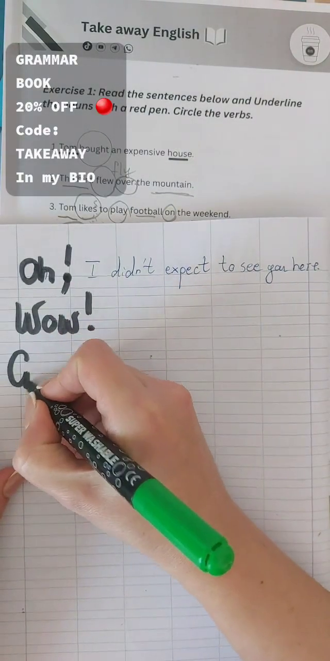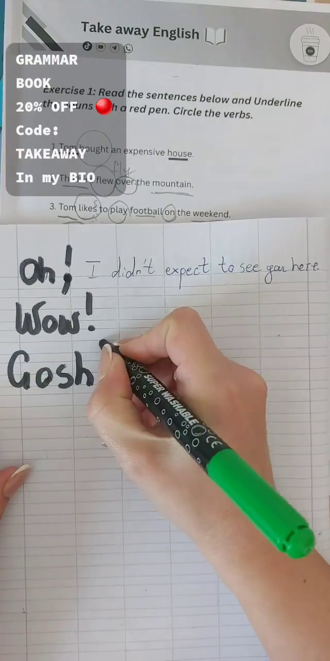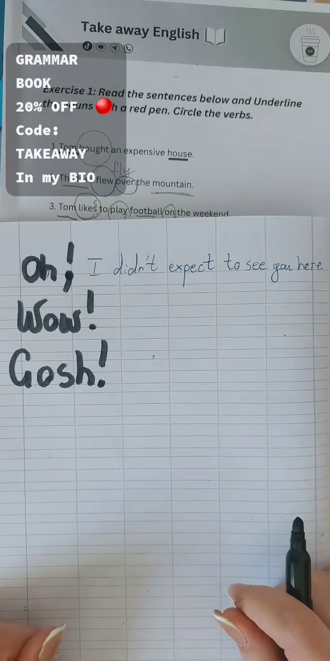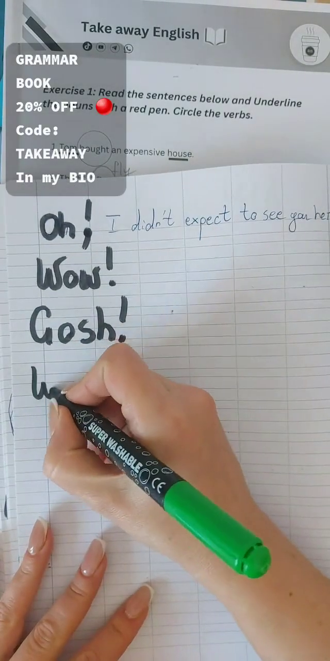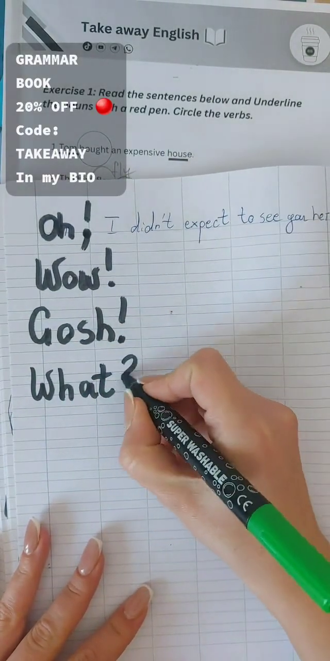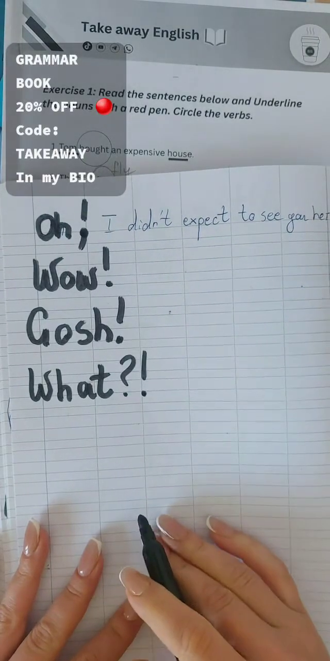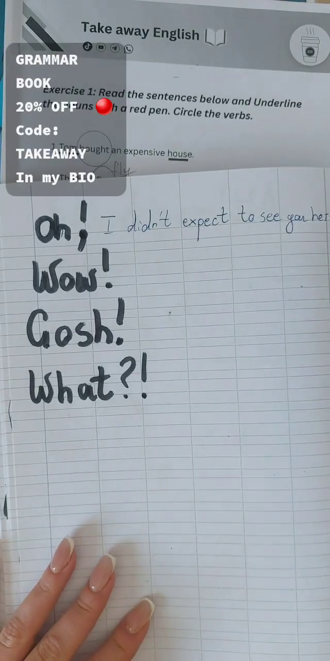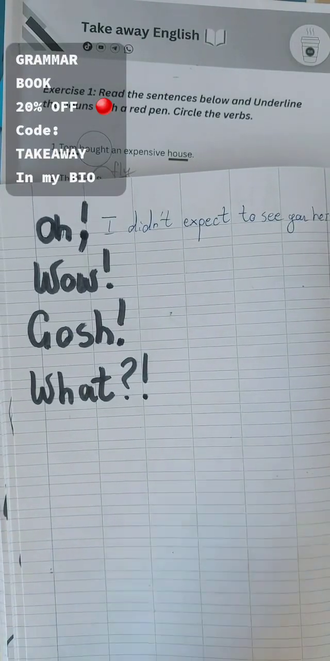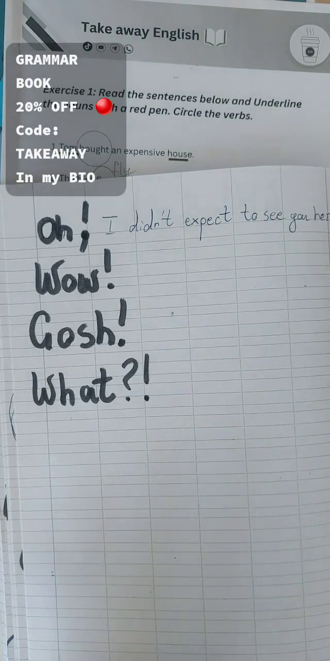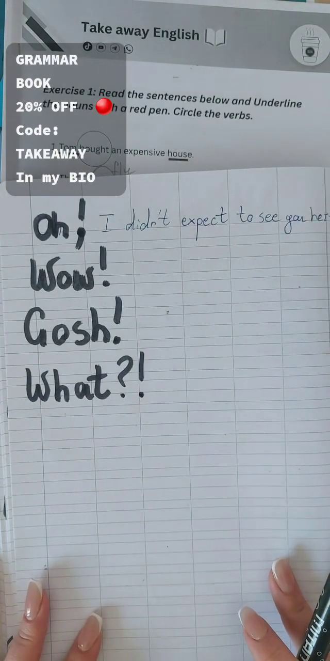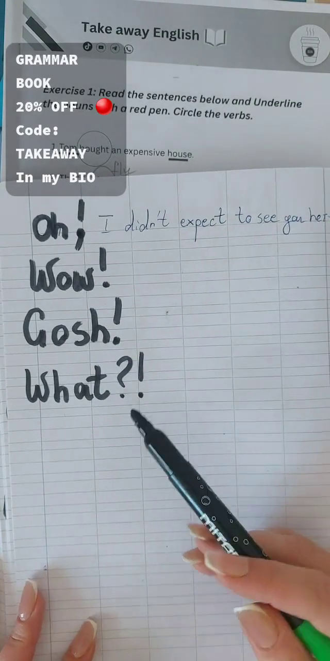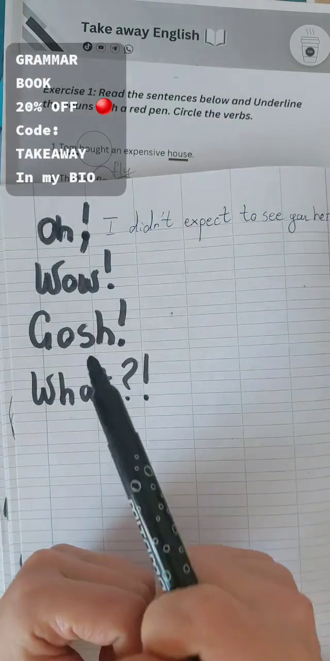Or, gosh, that's a big dog. Or, what, with a question and exclamation marks. What? You're leaving already? What? You're leaving already? So these four interjections express surprise.